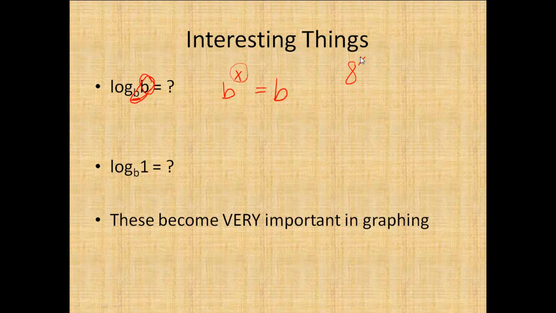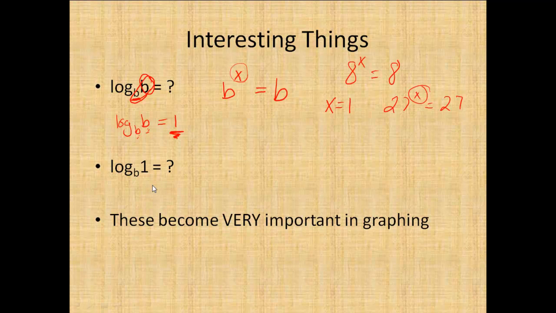So if I said 8 to the x was equal to 8, what could x be? Well, it has to be 1. If I did 27 to the x equals 27, it has to be 1. So this property right here, the log base b of b, when these two are identical, it has to be equal to 1. Has to be.